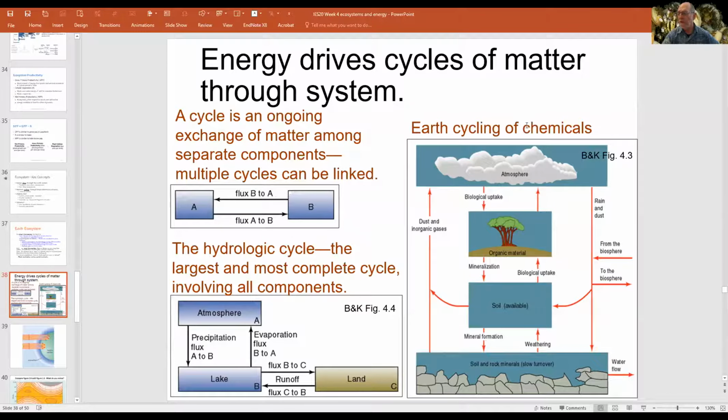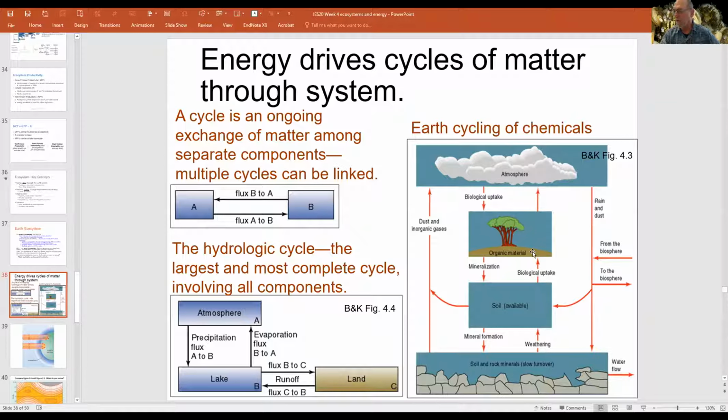There are also Earth cycling of chemicals, and we'll talk a lot about the different types of chemicals. The major essential nutrients on Earth are oxygen, hydrogen, carbon, nitrogen, sulfur, and phosphorus. These are the big six Earth nutrients, and they're moving a lot of times with the hydrologic cycle among the different components of the Earth system.